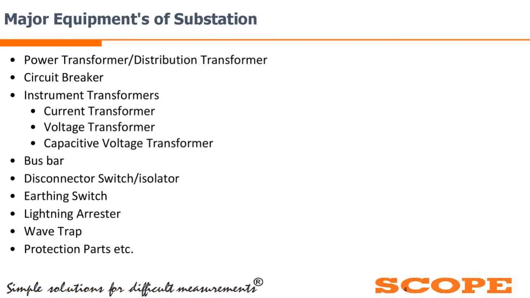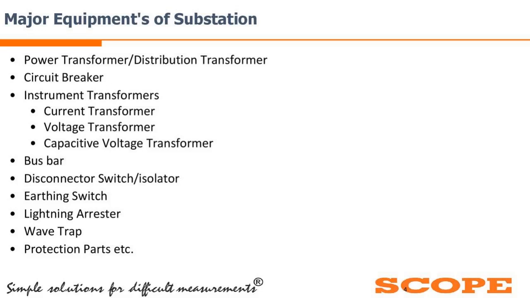So as everyone is aware about the substation and what are the major equipments of the substations, firstly, the power transformer, or we can say distribution transformers. Power transformer is normally for stepping up the voltage, and distribution transformer is used at the distribution side to step down the voltage. Then another is the circuit breaker, that is to make and break the circuit. After that, instrument transformers having three types, that is current transformer, voltage transformer, and capacitor voltage transformers.